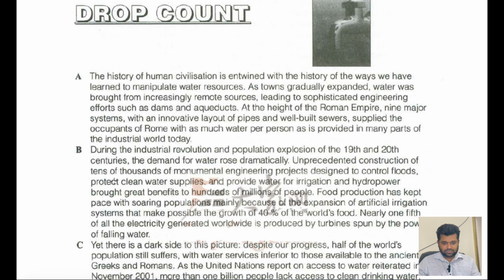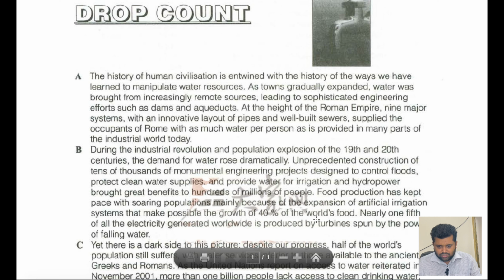Unprecedented constructions of tens of thousands of monumental engineering projects designed to control floods, protect clean water supplies, and provide water irrigation and hydropower brought great benefits to hundreds of millions of people. Food production has kept pace with soaring population, mainly because of the expansions of the artificial irrigation system that make possible the growth of 40% of the world's food.